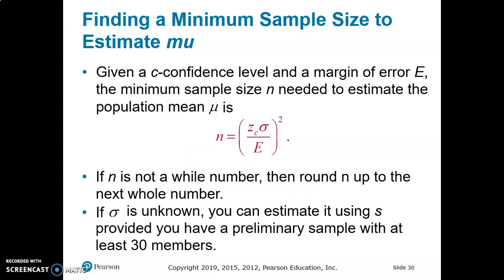Okay, if sigma is unknown, we can't really do this here. We have to assume that we have at least 30 members, and we have to actually estimate S, and that opens up a whole different avenue that we'll have to look at in the next section.